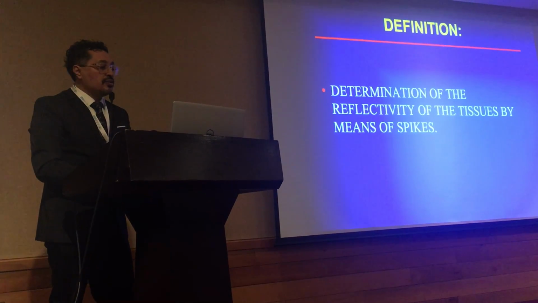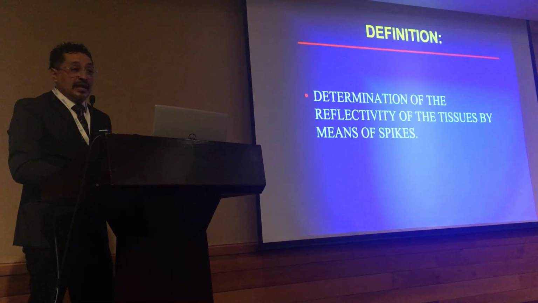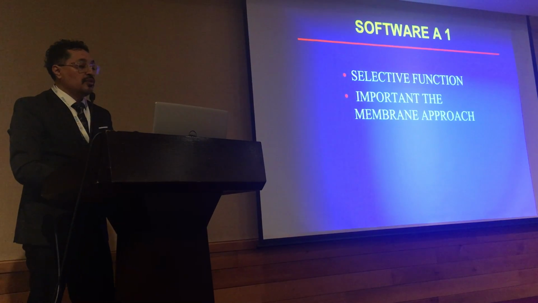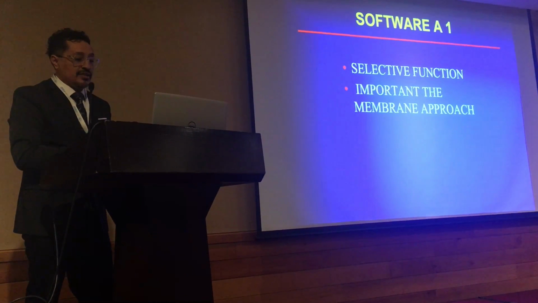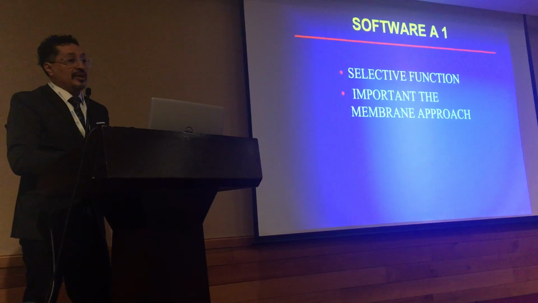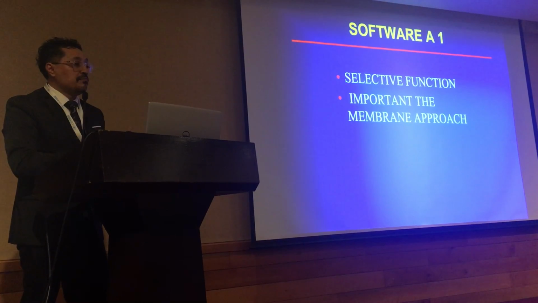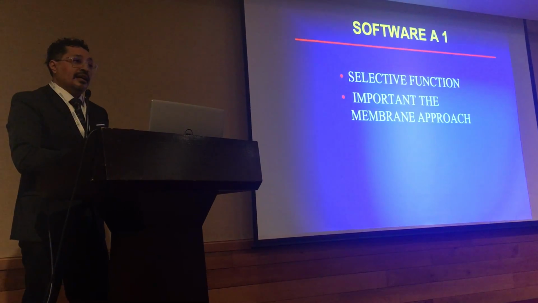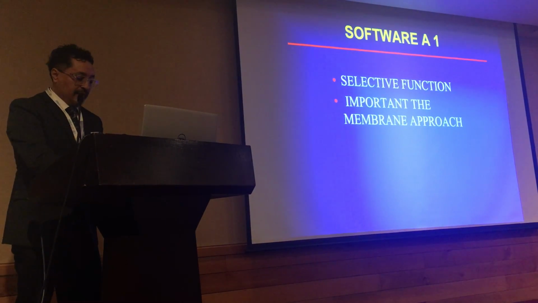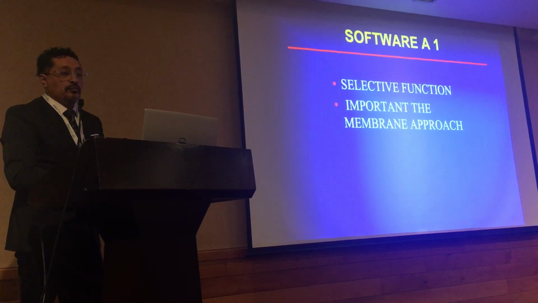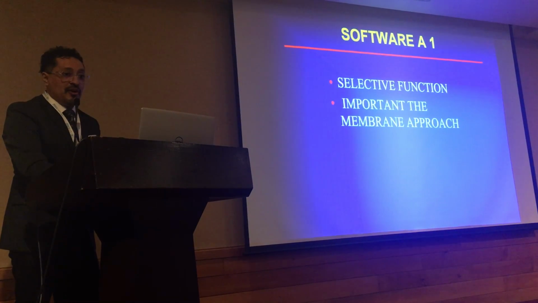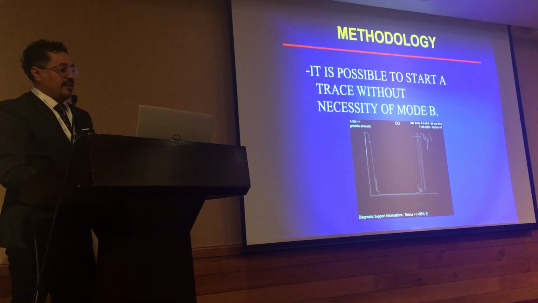It's because the determination of the reflectivity of the tissues can be made by the spikes in the standardized echography. Like in the standardized we have one software, A1, which has a selective function where we can find if this membrane we will study is really a retinal detachment or it's only a membrane. But sometimes in adult patients it's not so easy to make it, and in a pediatric patient it's very, very hard to try to find well this membrane.